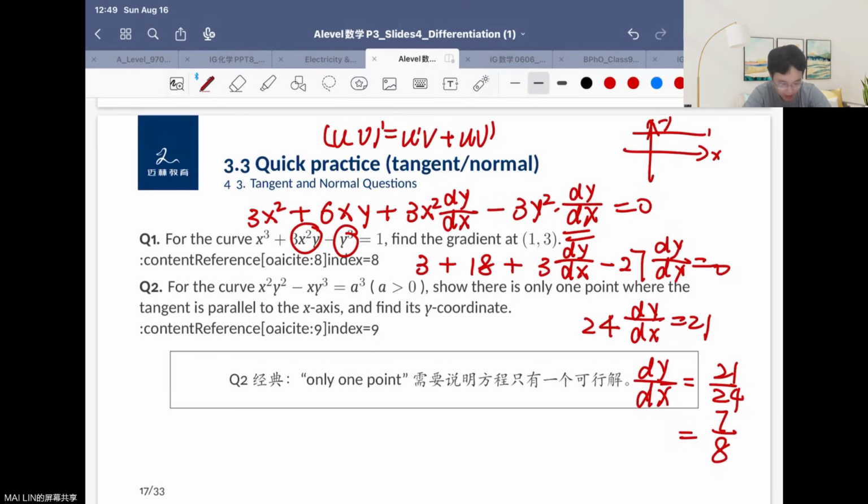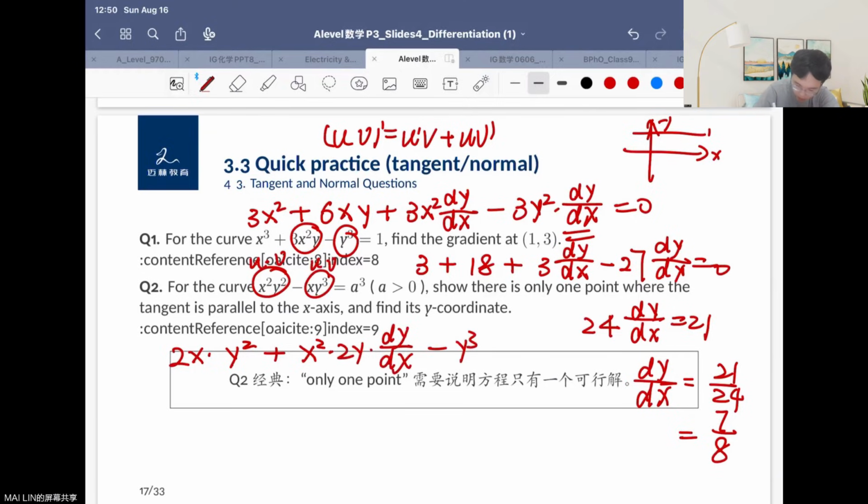For the second problem, the curve x squared y squared minus x times y cubed equals a cubed, and we show there's only one point where the tangent is parallel to the x-axis. So we differentiate both sides. For x squared y squared, use u'v plus uv': 2x times y squared plus x squared times 2y times dy over dx. For the second term, we get minus y cubed minus 3xy squared times dy over dx, and it equals 0 because a cubed is a constant.